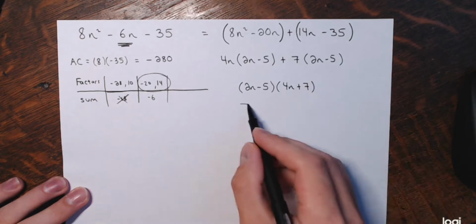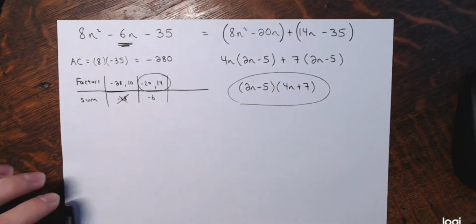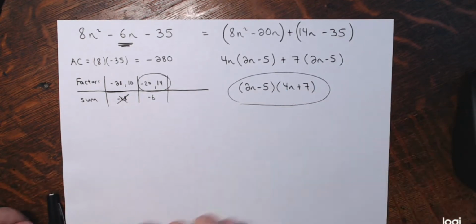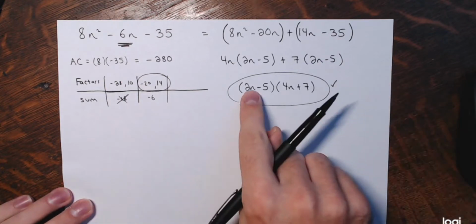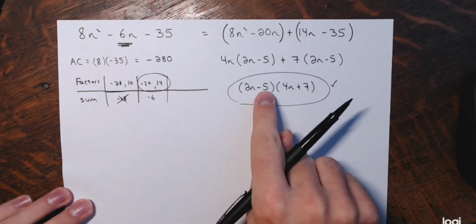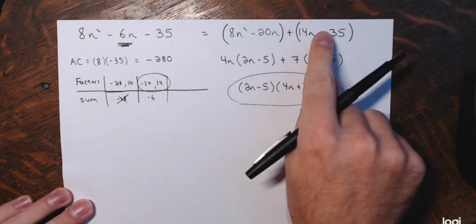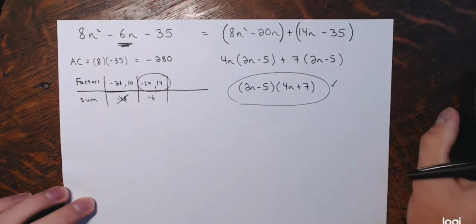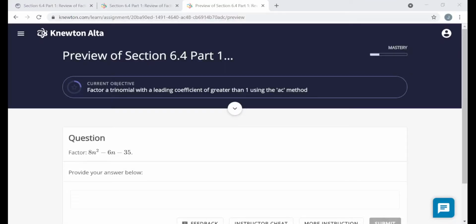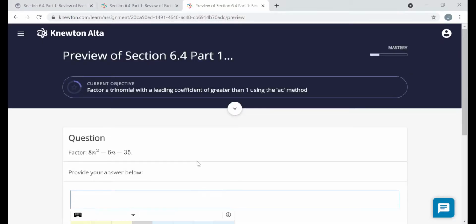Alright, and here you go. That's our factorization, and please check it. I'll put a check next to it. Distribute the 2n to the 4n plus 7. Distribute the negative 5 to the 4n plus 7. You'll get this. And then combine like terms and you get the original expression. I promise you. But you should be checking your final result. Multiplying it out. Seeing if you get the original expression back.